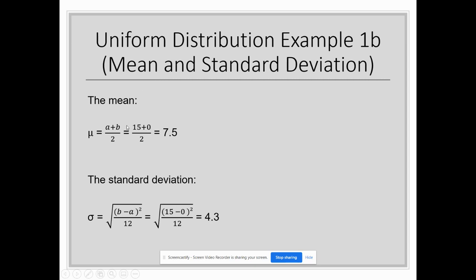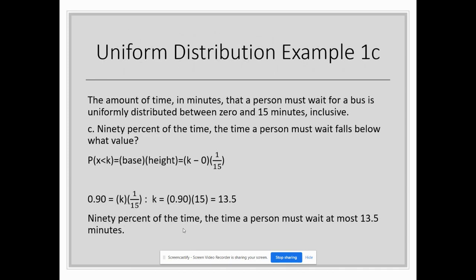All right, so let's do another one. How do I get the mean? Again, 15 plus 0 divided by 2 equals 7.5 minutes. The standard deviation is, I fill it in, the square root of 15 minus 0 squared over 12 equals 4.3. That 12 is a constant, it's always going to be that. So the amount of time in minutes that a person must wait for a bus is uniformly distributed. 90% of the time a person must wait falls below what value?